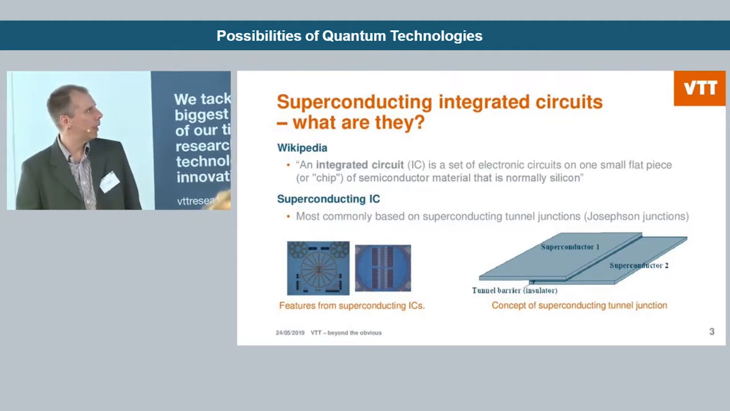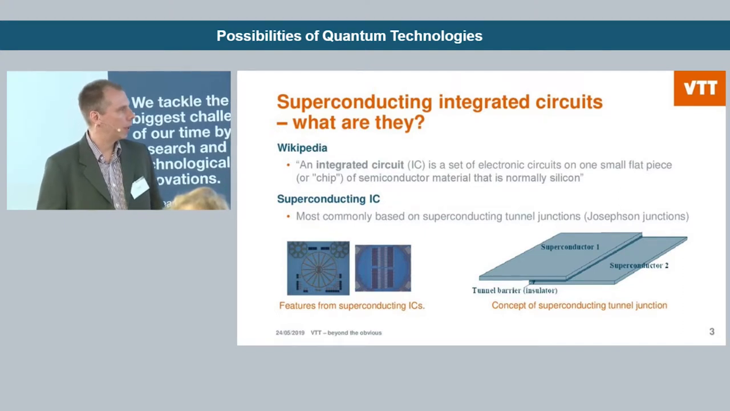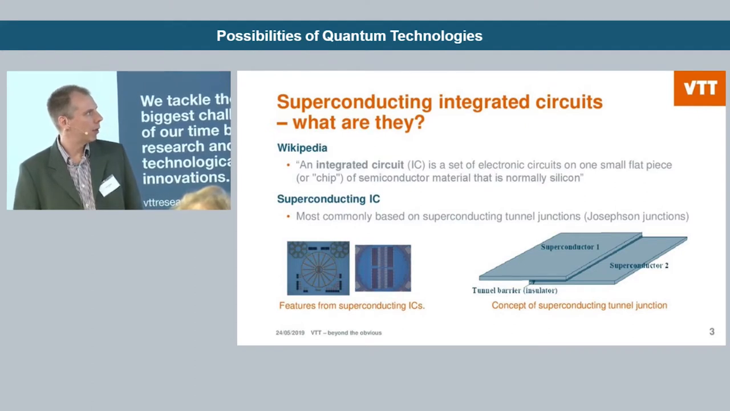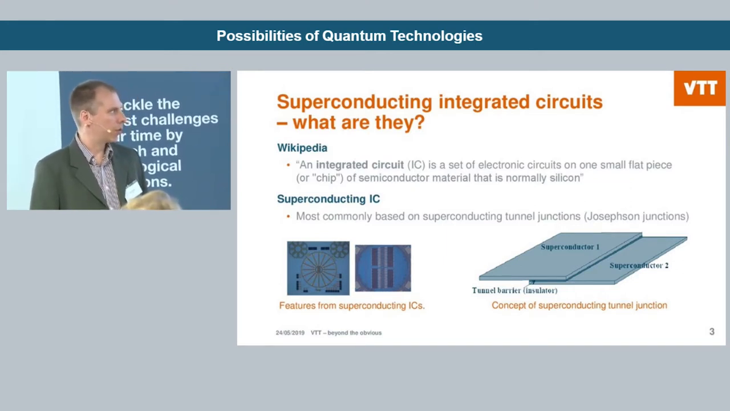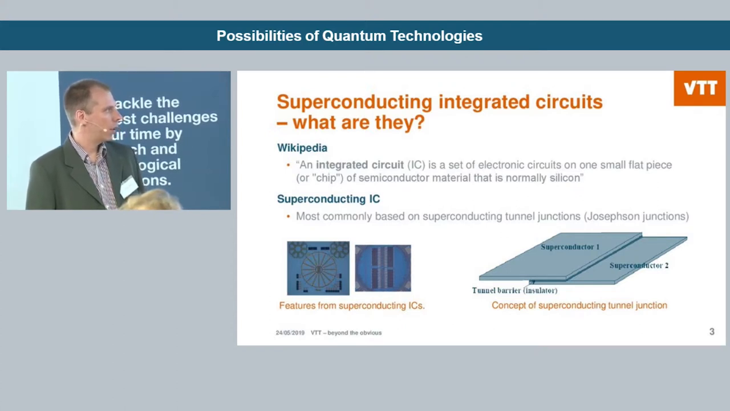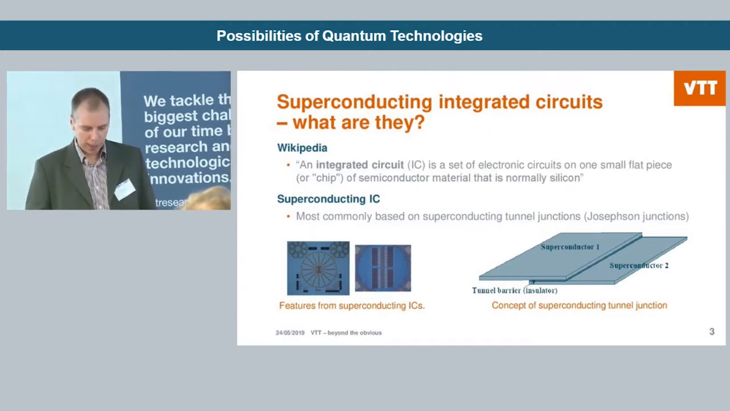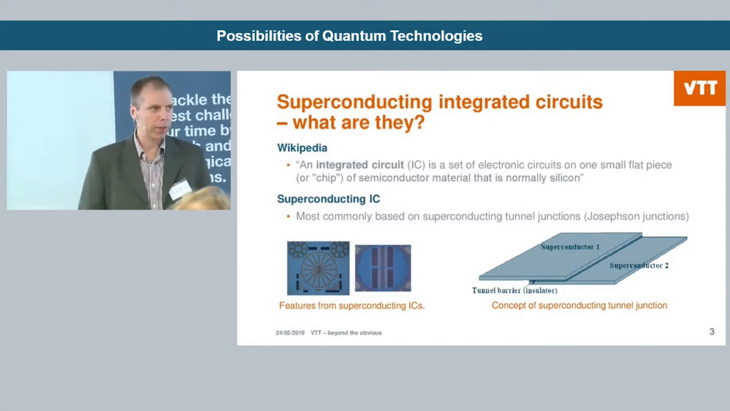So then, what is a superconducting integrated circuit? I looked at Wikipedia, and it told me that an integrated circuit is a set of electronic components or circuits on a small flat piece of semiconductor material, normally silicon. This is still valid even if you are doing superconducting electronics or superconducting ICs. The basic structure, there are a few, but the most common one is the so-called superconducting tunnel junction, or Josephson junction. In the simplest way, it's just two superconductors and a piece of something insulating in between, a layer a couple of nanometers thick, most typically aluminum oxide. This is the basic building block of your superconducting integrated circuit.